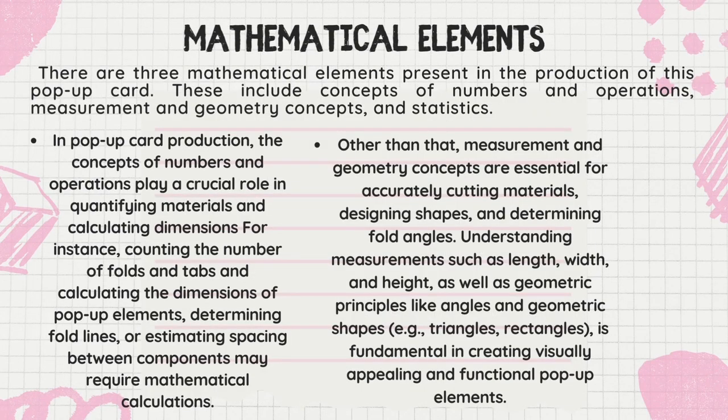There are three mathematical elements present in the production of this pop-up card. These include the concept of numbers and operations, measurement and geometry concepts, and statistics. In pop-up card production, the concept of numbers and operations plays a crucial role in quantifying materials and calculating dimensions. For instance, counting the number of folds and tabs and calculating the dimensions of pop-up elements, determining fold lines, or estimating spacing between components may require mathematical calculations.